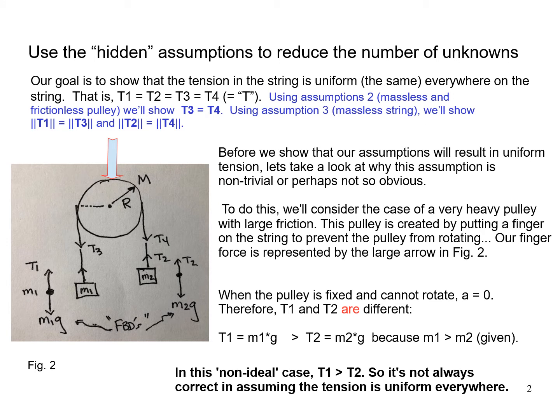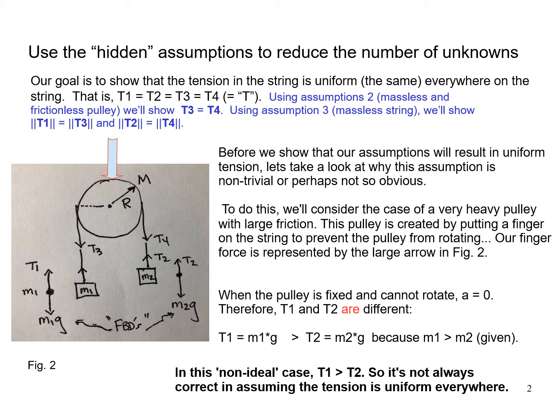In our last video, we set out our next goal as one where we would find a connection between all the tension forces, namely that T1 equals T2 equals T3 equals T4, on and on, which we replace with a single variable T. And we said that we would use assumption 2, the fact that the pulley was massless and frictionless, to show that T3 equals T4.